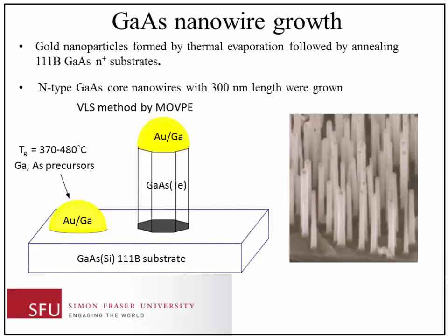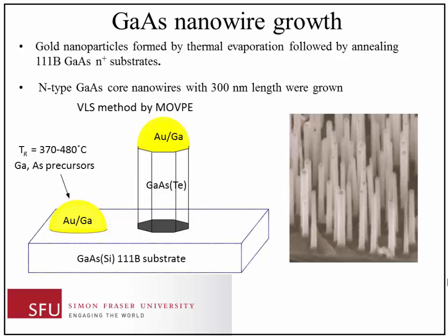So we start with the gold-catalyzed gallium arsenide nanowire growth. We use metal-organic vapor phase epitaxy. A thin film of gold is deposited on the gallium arsenide substrate, and upon annealing, the gold nanoparticles are formed, and with introducing the gallium and arsenic precursors, the nanowire will grow through the VLS process.